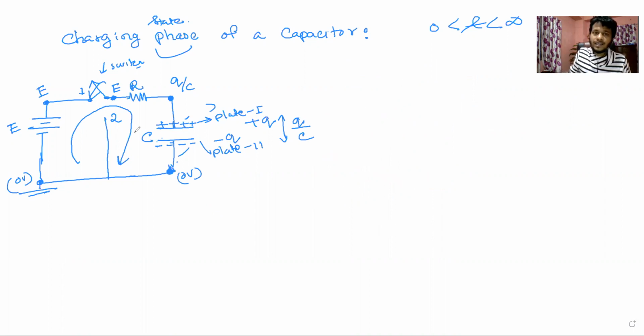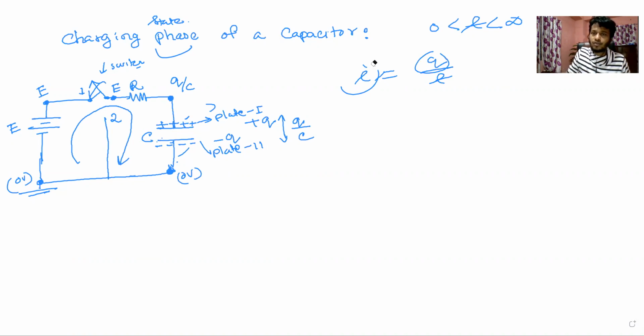Then at time t, what would be the current? Look, between initial state and steady state, will the current always be the same? No, sir. The answer is no. Why? The equation of I is Q upon t, isn't it? Because Q changes between initial state and steady state, of course I will change. And we have already seen that I will decrease over time during the charging phase of the capacitor, isn't it? Yes, sir.